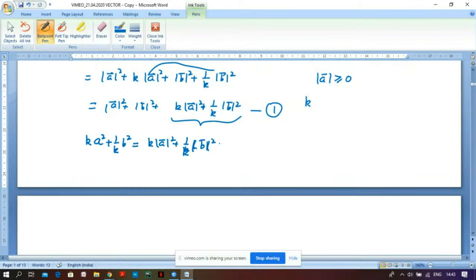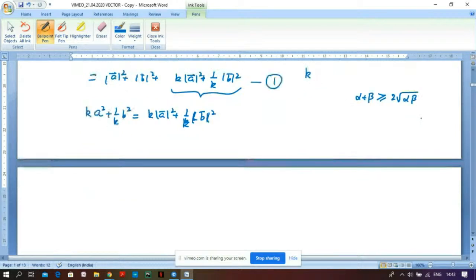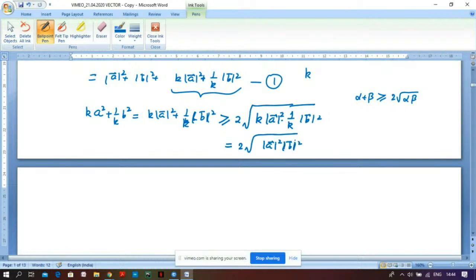So if I apply AM-GM, alpha plus beta, if they are non-negative, is greater than or equal to twice the square root of alpha beta. So this gives greater than or equal to twice the square root of k times modulus a squared times 1 by k times modulus b squared. Because k goes off, that equals 2 square root of modulus a squared modulus b squared. Now modulus a, modulus b are positive numbers, so this will just give you 2 modulus a times modulus b.